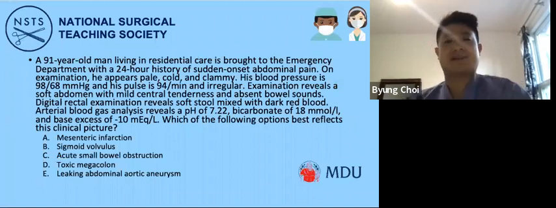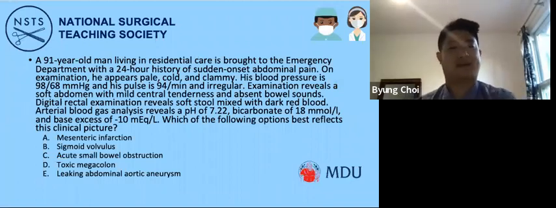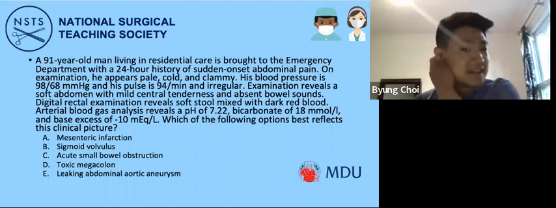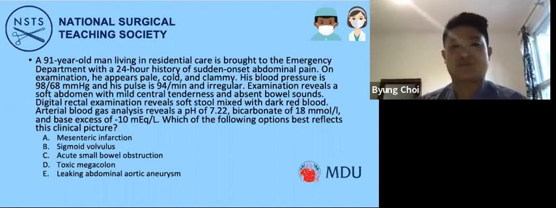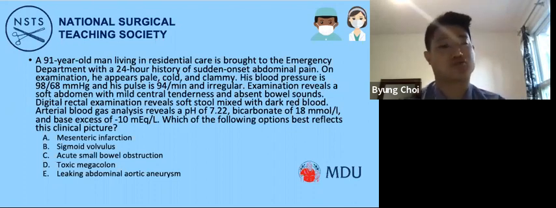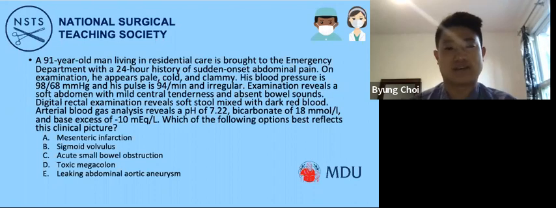So a 91-year-old man living in a residential care home is brought into A&E with a 24-hour history of sudden onset abdominal pain. On examination, he appears cold, pale, clammy. His blood pressure is 98/68, and his pulse is 94 and irregular. Examination reveals a soft abdomen with mild central tenderness and absent bowel sounds. A DRE reveals soft stool mixed with dark red blood. An ABG shows a pH of 7.22, bicarbonate of 18, and a base excess of -10. Which of the following options best reflects this clinical picture?